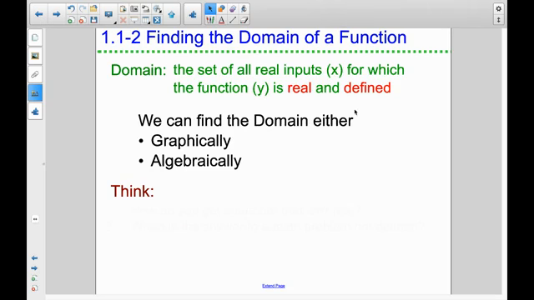We can find domain two ways: graphically. You've done that many times in Algebra 1, Algebra 2, whatever. We'll go over it in another unit. And algebraically. This is what we're really focusing on in this lesson.